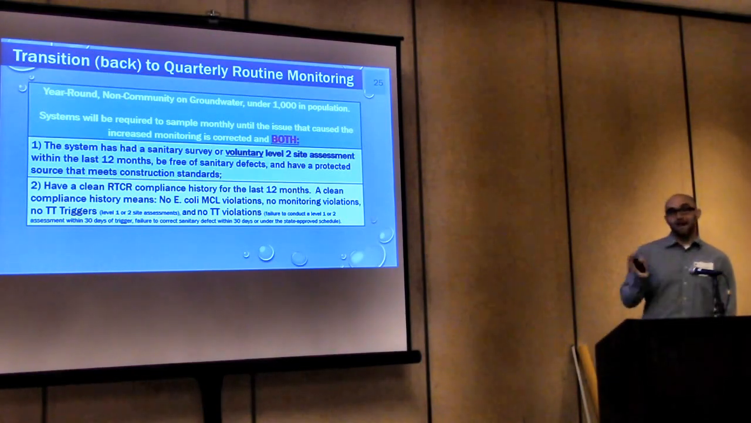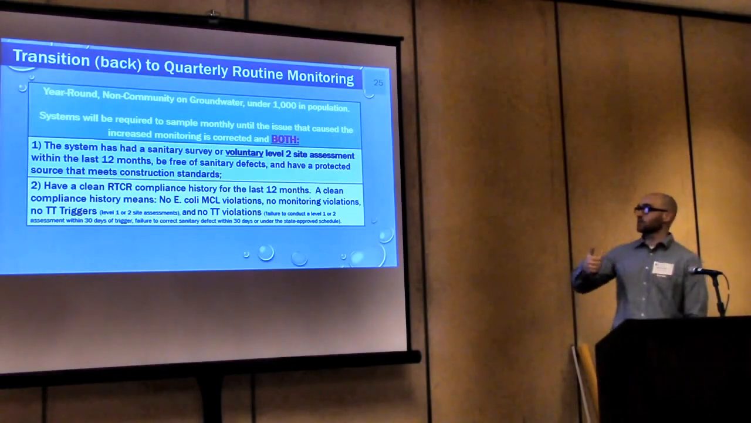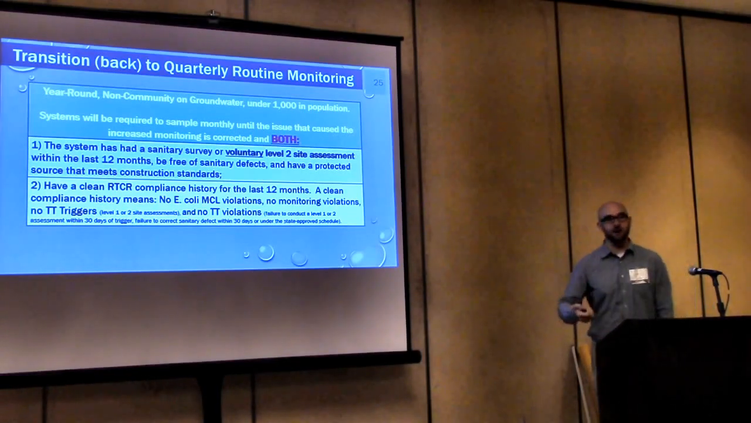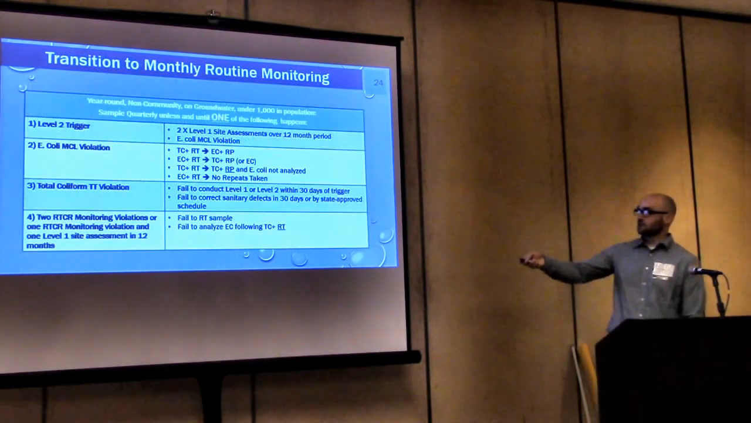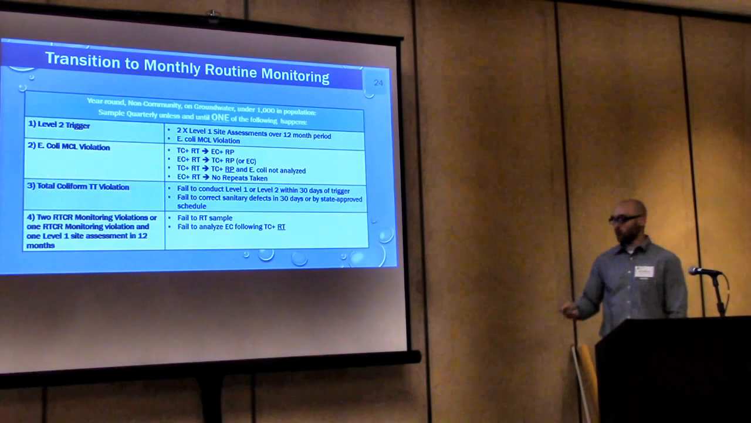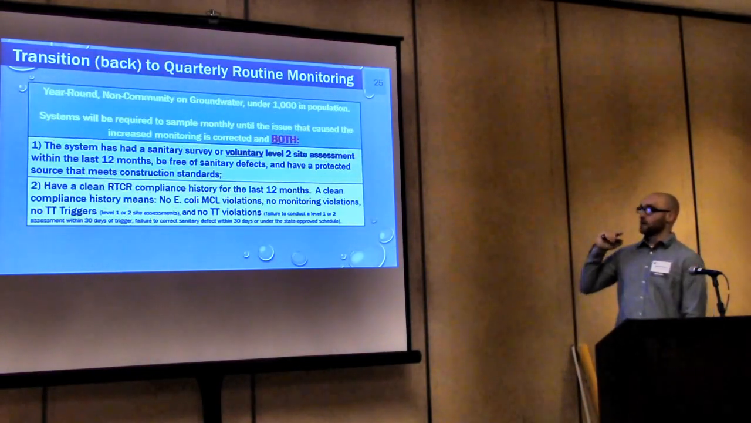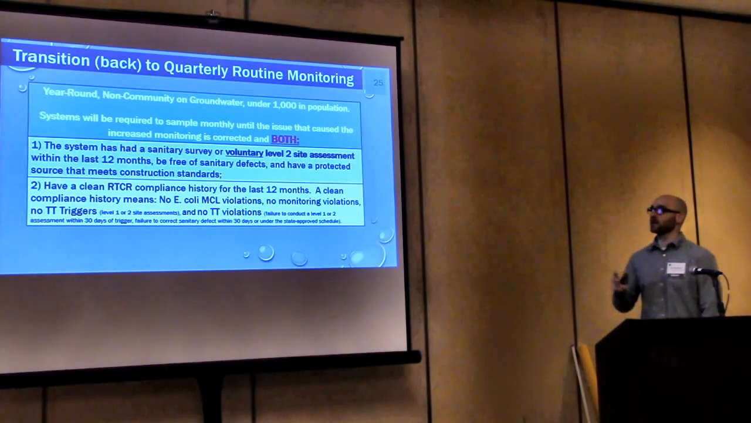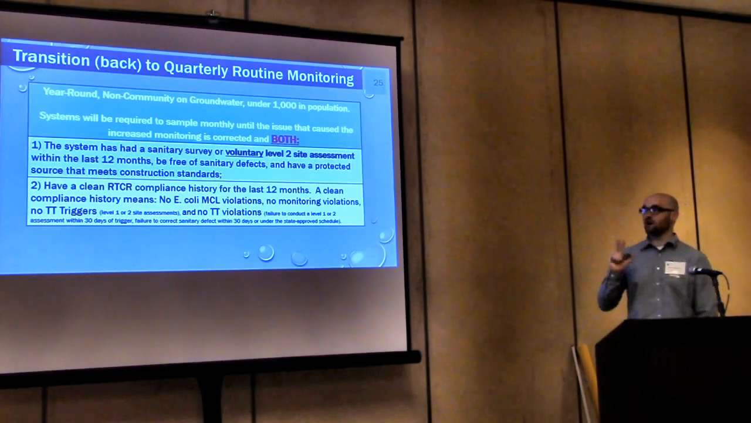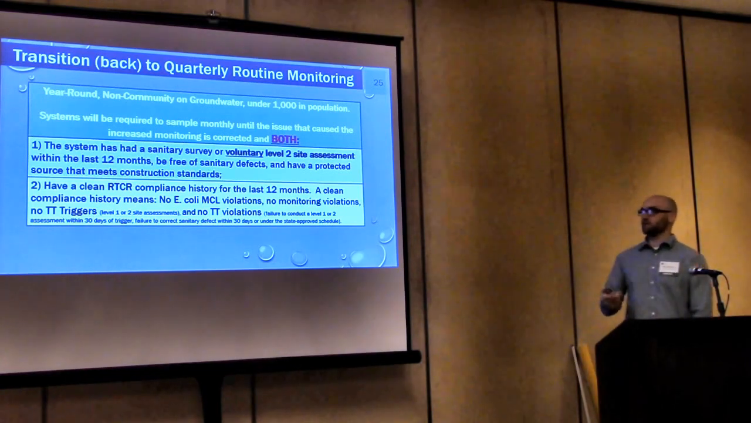And then in order to go back to quarterly monitoring, you need to fix the issue or resolve the issue that triggered the increased monitoring. So fix whatever happened over here, return to compliance for whatever that thing was. And then both have a sanitary survey or a voluntary level 2 site assessment within the last 12 months, be free of sanitary defects, and have a protected source that meets construction standards.